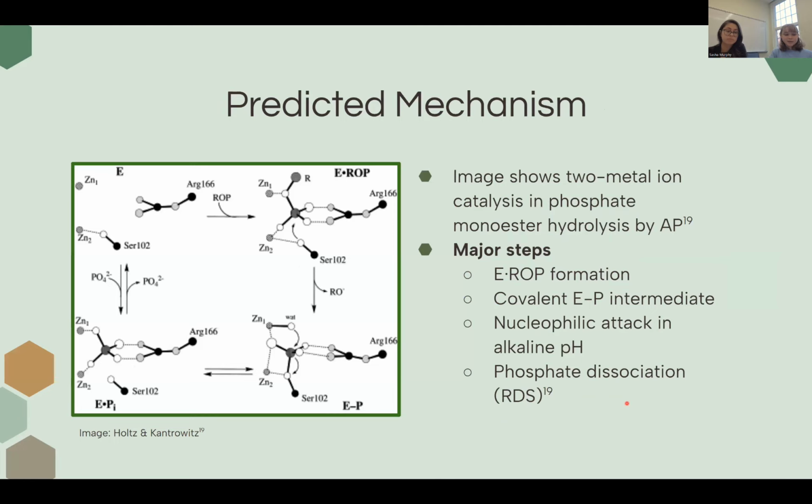Moving on, now we can talk about the mechanism of the enzyme. So first we have the creation of the enzyme reactive oxygen phosphate. This involves the coordination of an ester oxygen to a zinc ion. Next, we have the formation of a covalent enzyme phosphate intermediate in which phosphate moves into the active site. Next, we have the formation of a modified enzyme phosphate intermediate that's formed when a nucleophilic attack occurs in an alkaline pH. Lastly, we have the dissociation of phosphate, as shown here. This is known as the rate determining step, or the slow step, of the reaction in alkaline conditions.